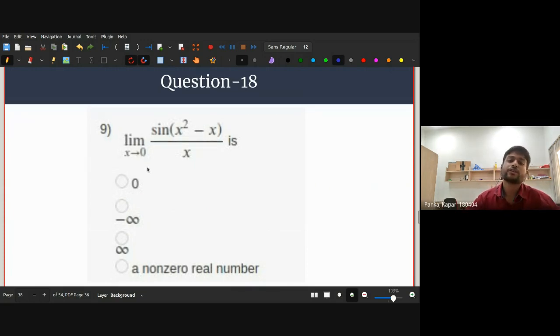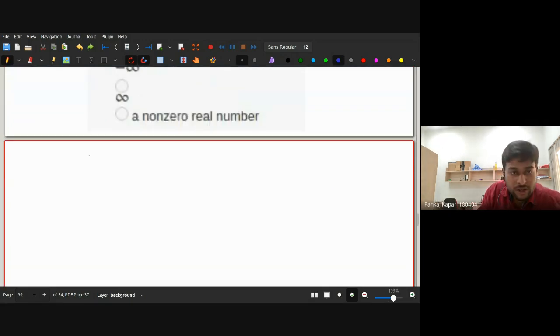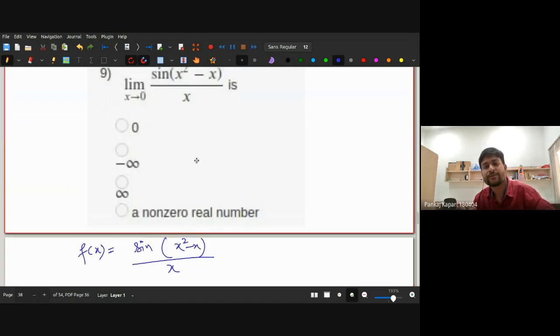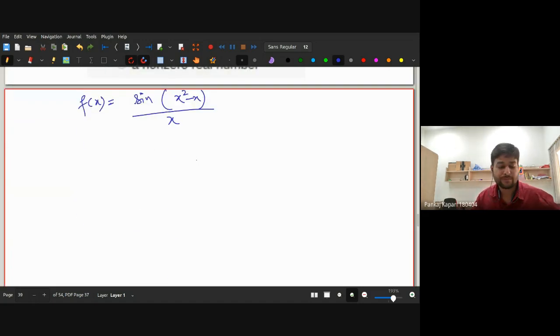So here you have to find the limit of this function, which is sine of x square minus x divided by x. What is our function? This is sine of x square minus x divided by x, right? And we further assume that x is non-zero, so that the denominator is well defined and the function is well defined.